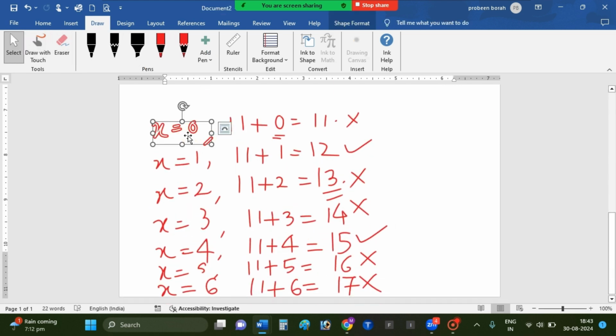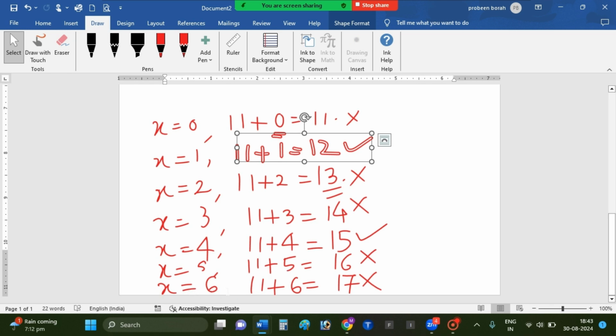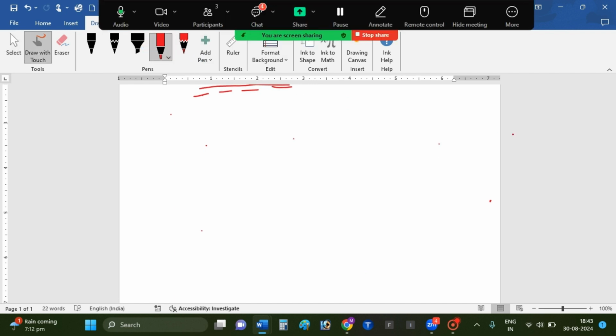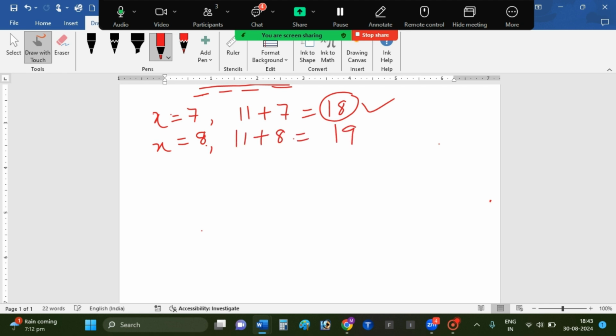So all of you have noted down these things, right? You have noted down till x equal to 6, where 11 plus x comes out to 17. After that, since there's no space, I'm writing it above here. You continue. If x is equal to 7, 11 plus 7 is 18. Is 18 divisible by 3? Correct. If x is equal to 8, 11 plus 8 is 19. So 19 is not divisible by 3. If x is equal to 9, 11 plus 9 is 20. So 20 is also not divisible by 3.